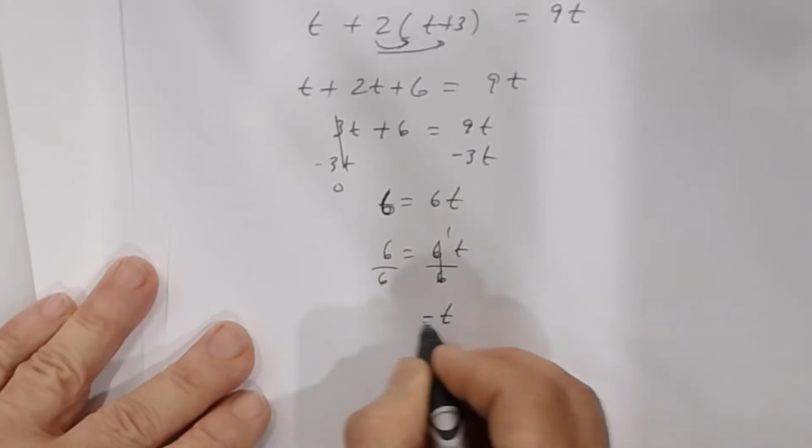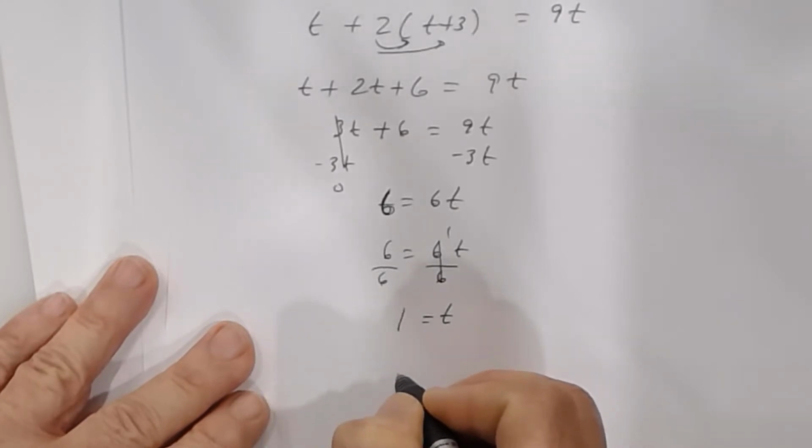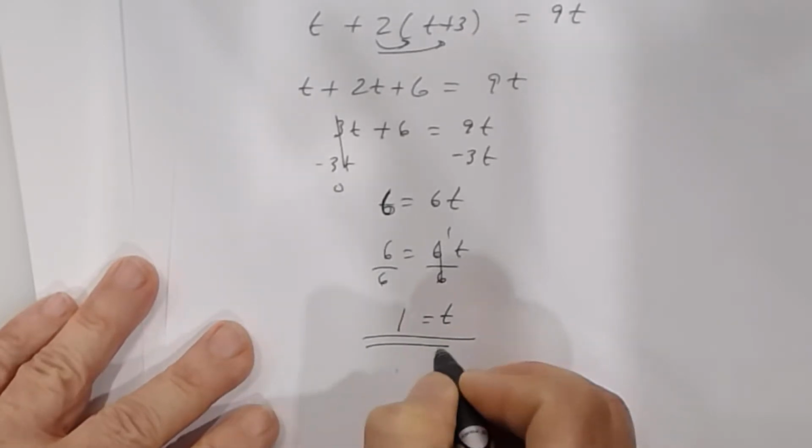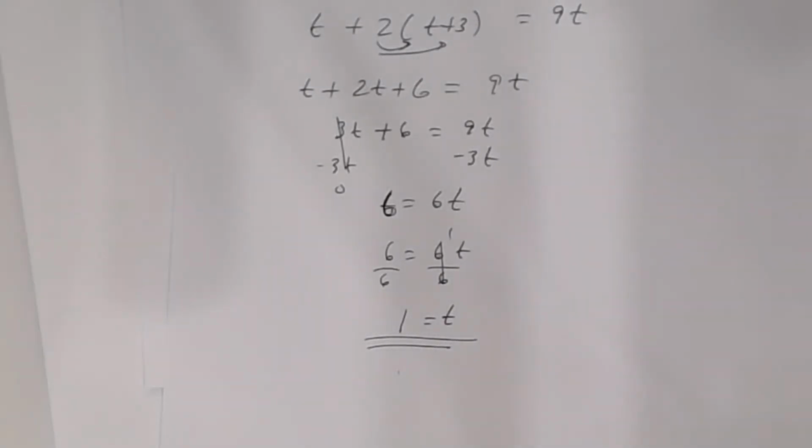So what is a potential solution? 1. Is that a restriction? No. So that means 1 is going to be a what? Solution. So t equal 1.